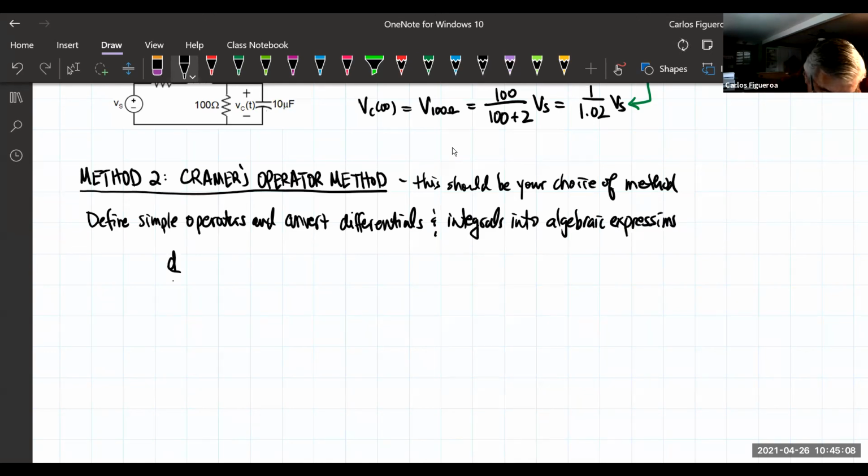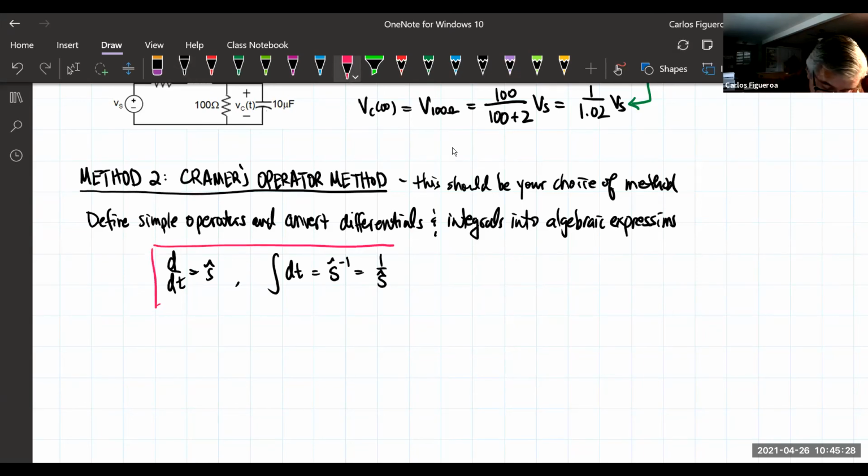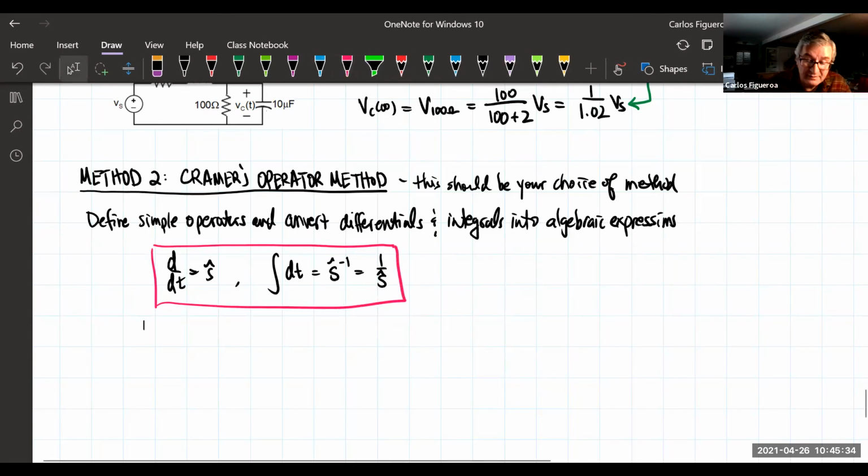So I'm going to define the time derivative, and I'm going to use s hat. And then the integral of dt is going to be defined as the inverse of this guy, which is of course equal to 1 over this. These are our operators. And what it does is allow us to define simple equations in terms of algebra.